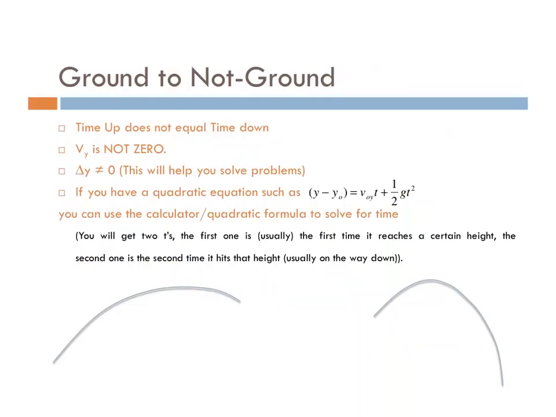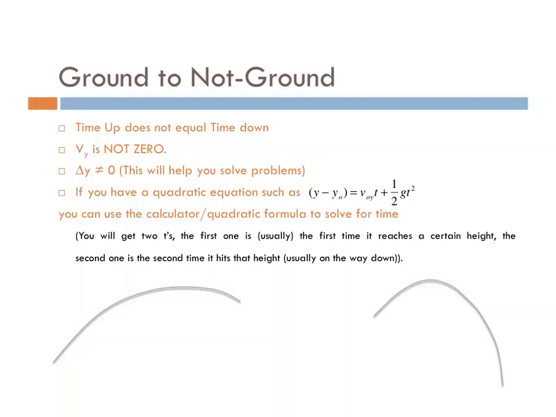Our last situation is ground to not ground. What that means is you're shooting from a certain area and it either lands above or below where you shot, meaning that it does not come back to its starting position. So the time up does not equal the time down. Again, in order for you to have that symmetry, it needs to complete that parabola, but in this case, it doesn't.